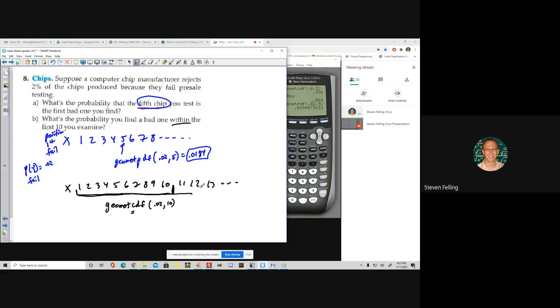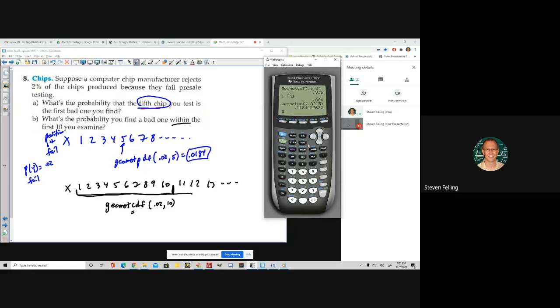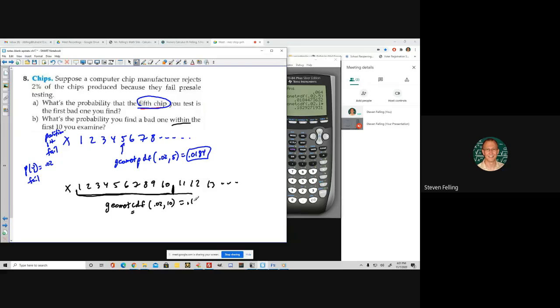the 10th chip. So if I go to second vars, geometric CDF at the bottom, right, there's a 2% chance of an individual chip failing. That it fails up to the 10th trial, well, there's an 18.29% chance of finding a failing chip within the first 10.